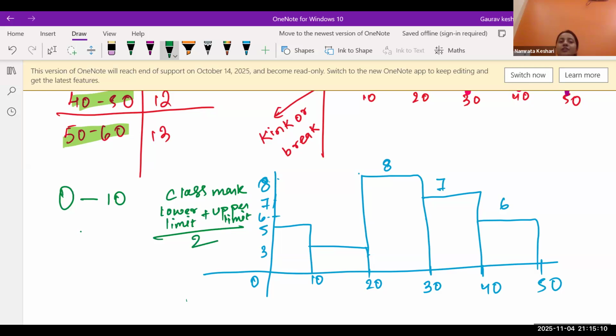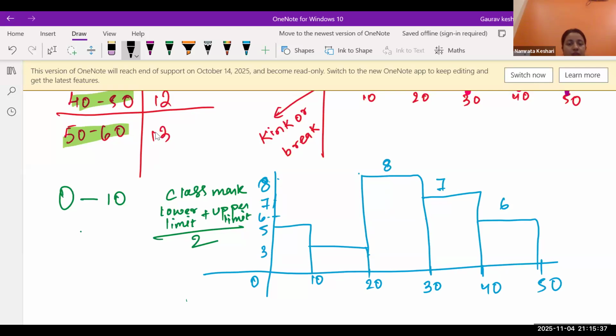So for each class, we will be finding the class mark. Clearly, between 0 to 10, we get the class mark as 5. Between 10 to 20, the class mark will be 15. Between 20 to 30, it will be 25. Between 30 to 40, it will be 35. Between 40 to 50, it will be 45, right? So these class marks we will be locating over here.